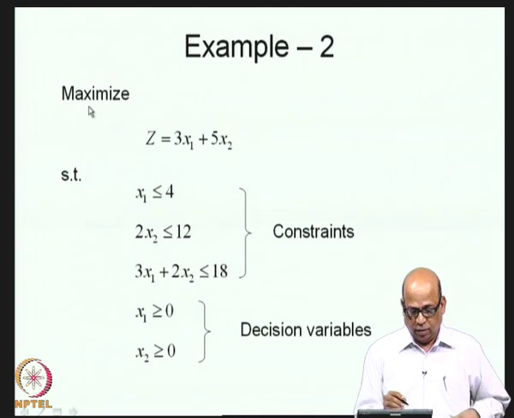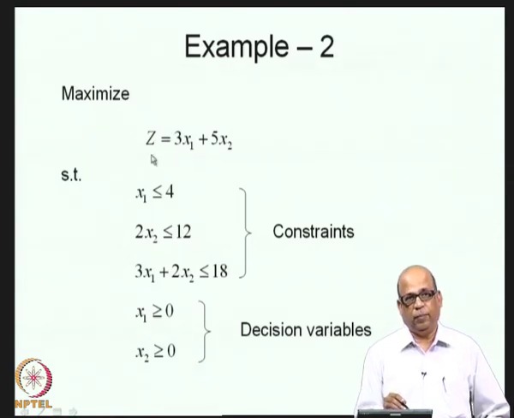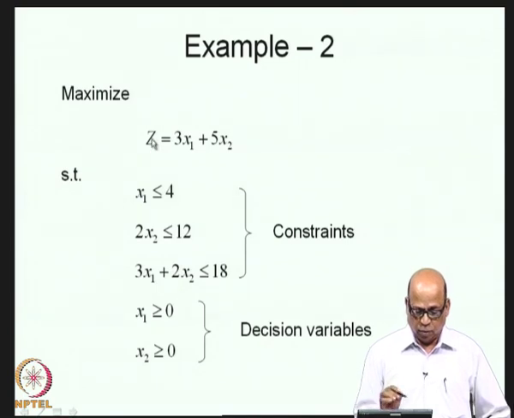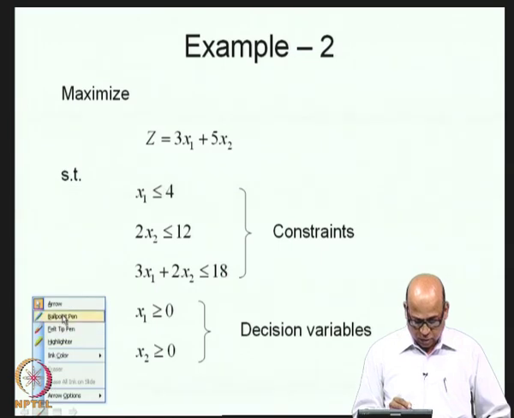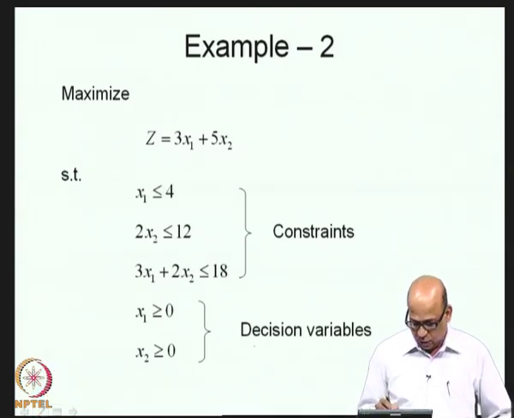We are looking at maximize z is equal to 3x1 plus 5x2. In fact, in LP problems we use z as the objective function, instead of f of x. So, you have such a simple function 3x1 plus 5x2 subject to x1 is less than or equal to 4, 2x2 less than or equal to 12, 3x1 plus 2x2 less than or equal to 18, x1 is greater than or equal to 0 and x2 is greater than or equal to 0. Now, these are the non-negativity conditions.